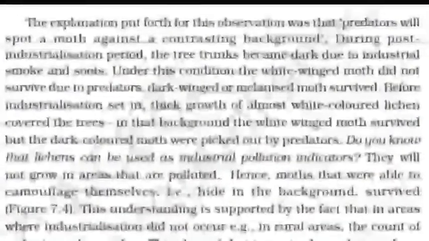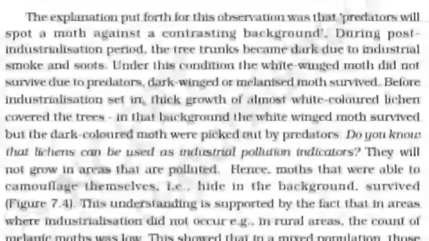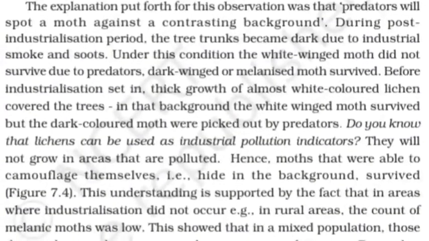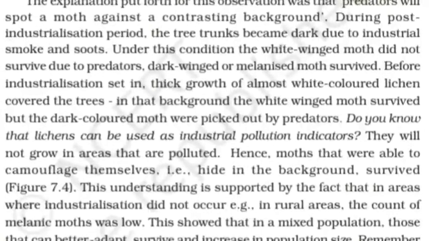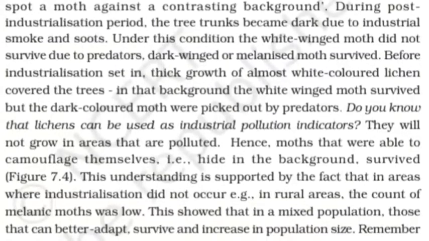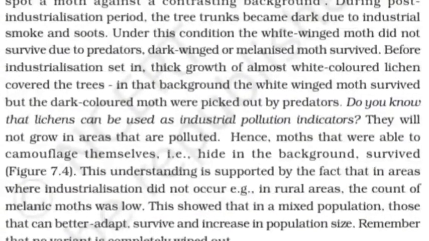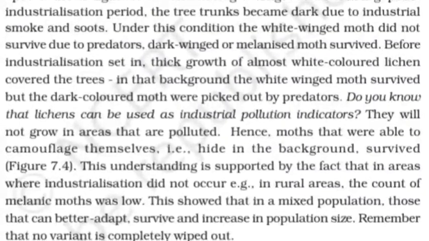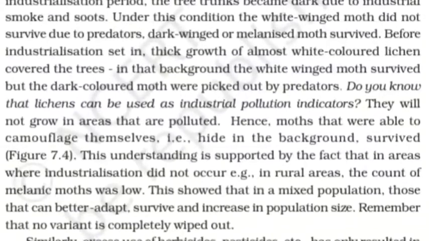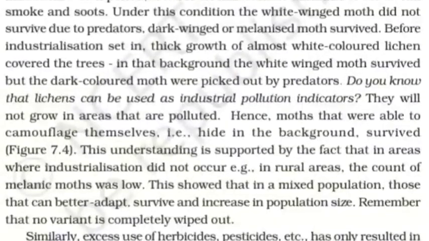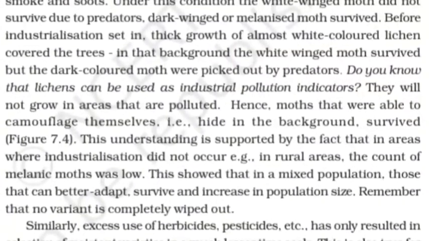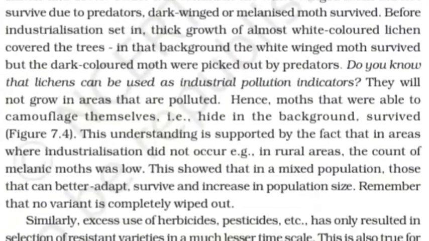The explanation put forth for this observation was that predators will spot a moth against a contrasting background. During the post-industrialization period, the tree trunks became dark due to industrial smoke and soot. Under this condition, the white-winged moth did not survive due to predators. Dark-winged or melanised moths survived. Before industrialization set in, a thick growth of almost white-colored lichen covered the trees. In that background, the white-winged moth survived, but the dark-colored moths were picked out by the predators.